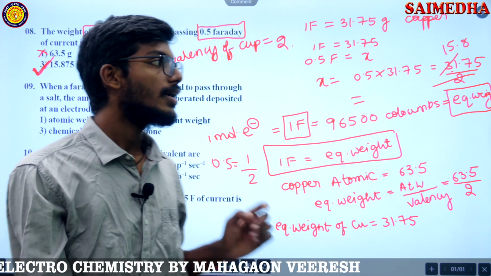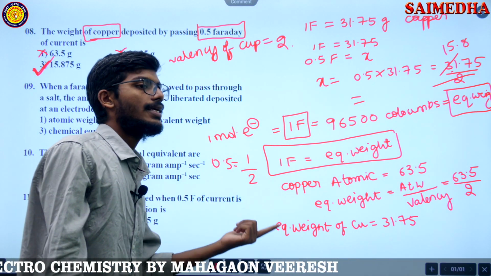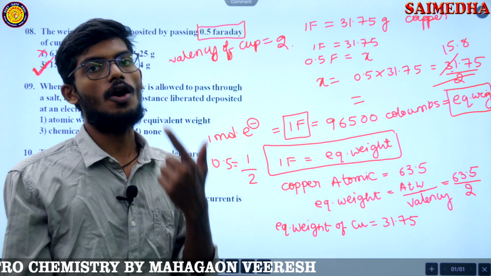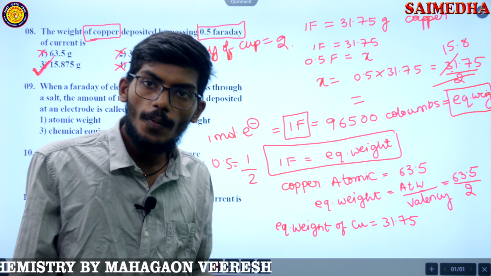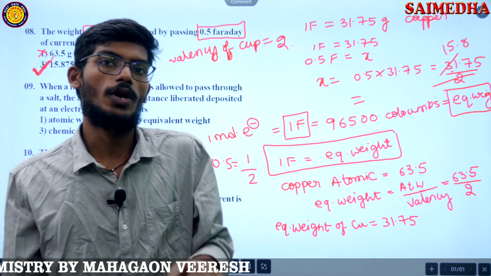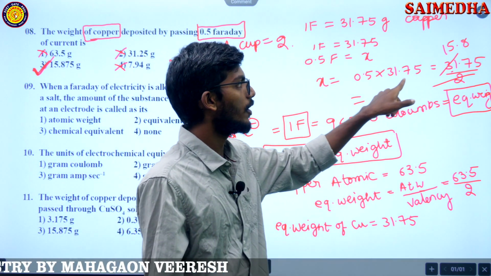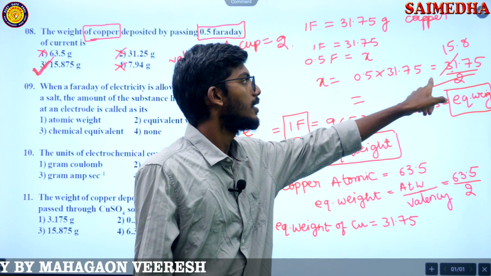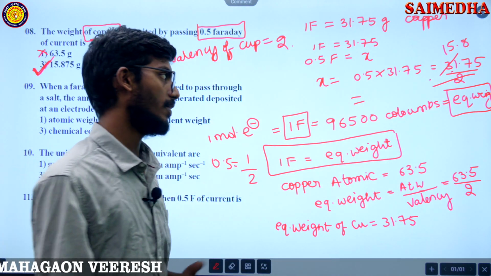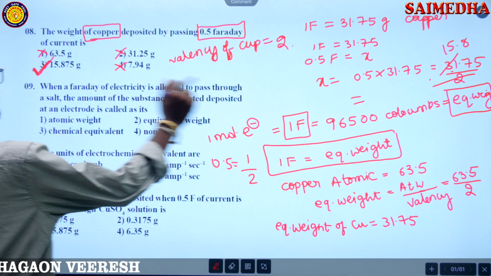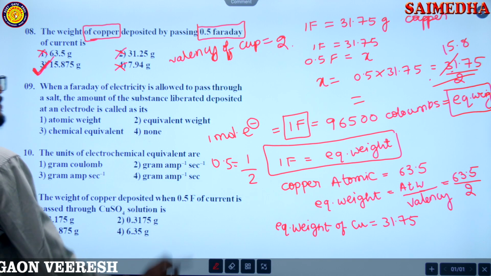Very simple. Okay. You have to remember what is the equivalent weight of the copper, so that you can answer. 1 Faraday will give you equivalent weight, then 0.5 Faraday means multiply by 0.5. That's it. See, multiply by 0.5, then we will get 31.75 divided by 2, which is equal to 15.875. That's it. Okay. So this is our next answer.